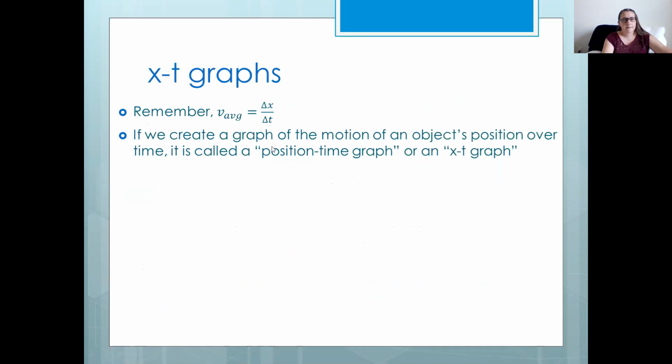Okay. So when we're visualizing motion, one of the most helpful ways to do so is to create a graph. And we call these graphs of motion xt graphs or position time graphs. Remember, x is position. So I put there a reminder of our average velocity equation, our change in x position over our change in time. And if we create a graph of that motion, it's called a position time graph or an xt graph.